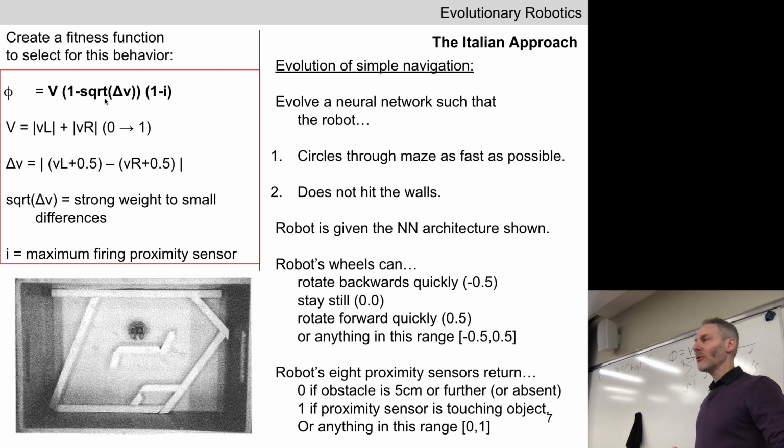All right. Why are they taking the square root of delta V? This is kind of a detail, but maybe worth pointing out.